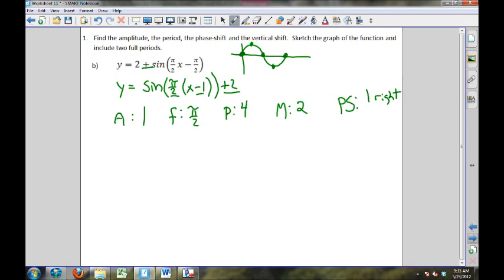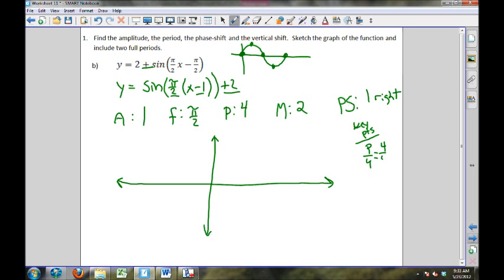So now I'm going to set up my axes. Well, I need to know my key points to label my x-axis, so that is every quarter period. So my key points will be period over 4, which is 4 over 4, which is every 1. So go up by ones. 1, 2, 3, 4. That's 1 period. And then I'm going to go -1, -2, -3, -4. So that should be 2 full periods.